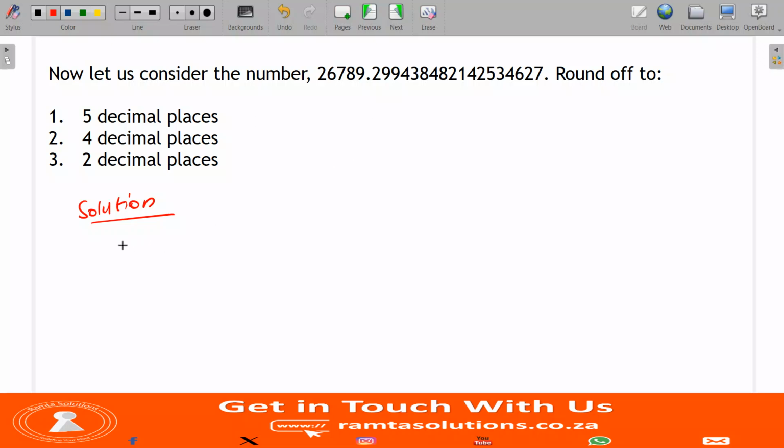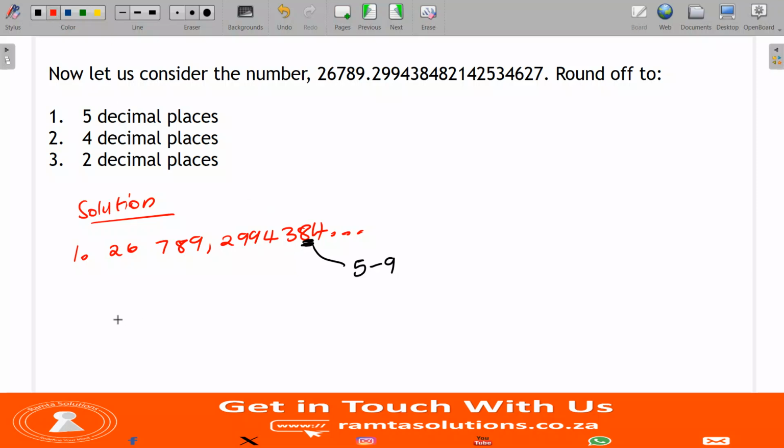If we want to round it off to 5 decimal places, we have 26,789 comma 2994384 and so on. I'm going to highlight this. We said we want 5 decimal places, so we must now look at the 6th decimal place. Let's see, 1, 2, 3, 4, 5, 6. Here it is. Do you see it? This number is between 5 and 9. So what does it mean? It means the 5th decimal place will increase by 1.